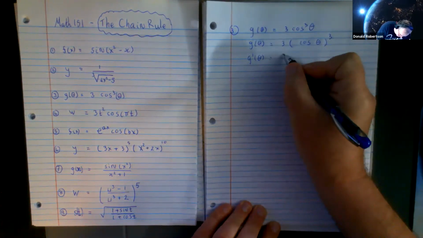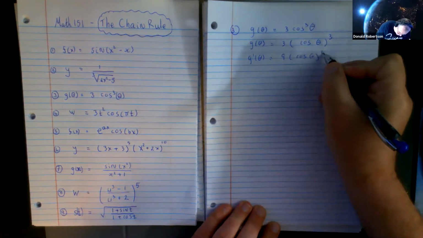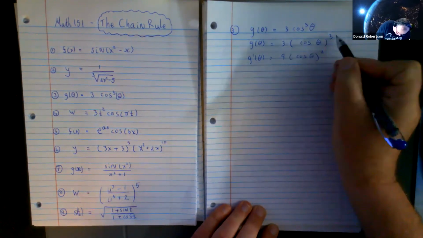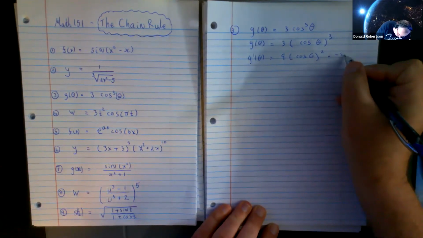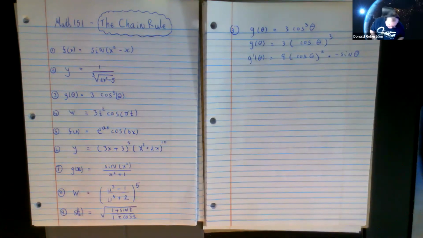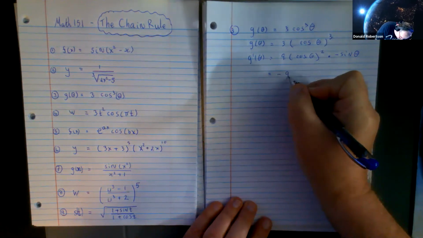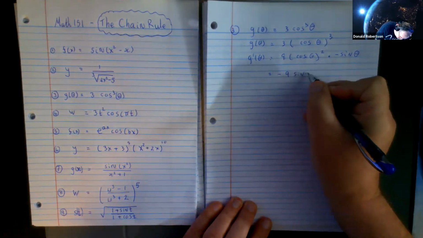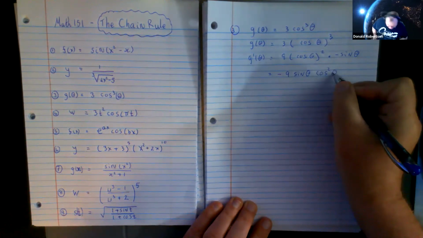Multiply by the power, reduce the power by 1, right? So something cubed gets you 3 something squared times the derivative of that something. Well, the derivative of a cosine is a negative sine. And if you rearrange the order and turn that back into a cos squared theta, you're good.